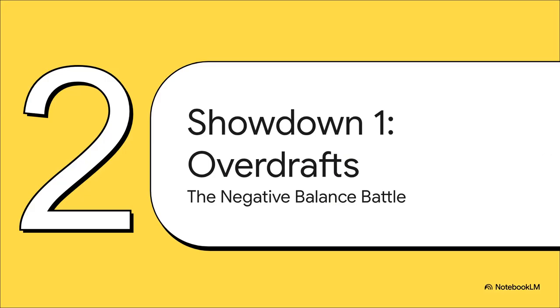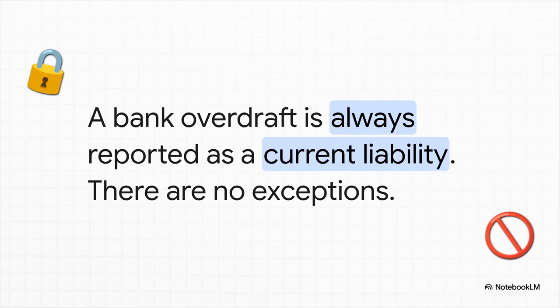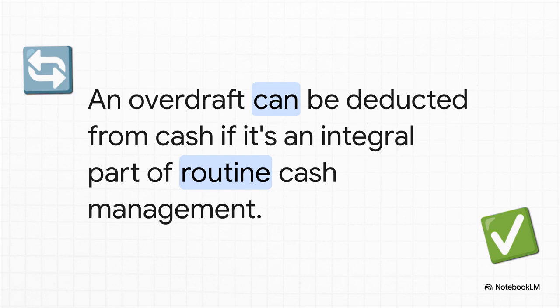All right, let's get to our first head-to-head comparison, how we treat a negative bank balance, or a bank overdraft. I'm telling you, this is a total favorite on the board exams, so pay close attention. So under US GAAP, the rule is strict and super simple. If you have a negative balance, you owe the bank money, period. That means it's always a current liability, no exceptions. Easy to remember, right? But then you have IFRS, which is a bit more flexible. IFRS recognizes that, for some companies, dipping into an overdraft is just a routine part of how they manage their money. If that's the case, they can just treat it as negative cash instead of a whole separate liability.